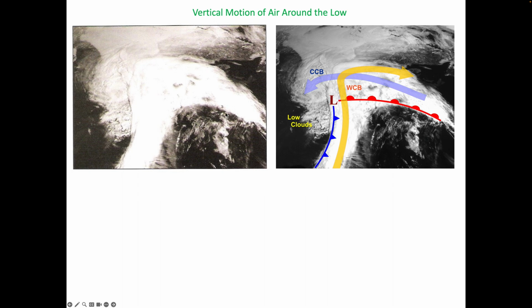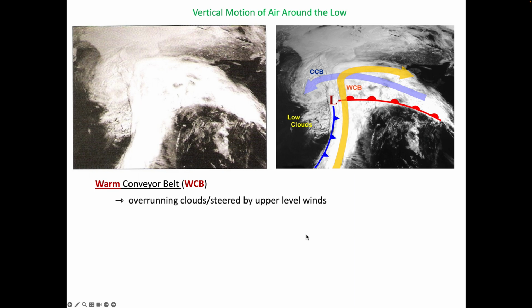So again, you can really see, once you put the low and the fronts on this satellite image, where the warm and the cold conveyor belts are located, where the cold conveyor belt clouds come out from beneath the warm conveyor belt clouds, and where our limiting streamline and the cold front are located.